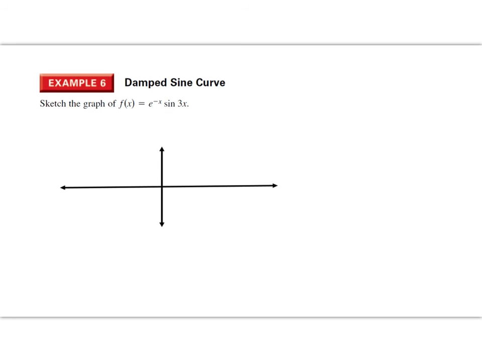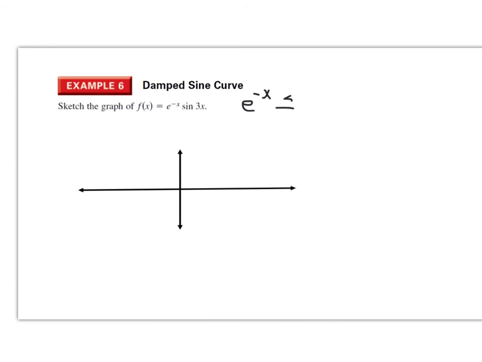If we take a look at this one, it would be negative e to the negative x is less than or equal to e to the negative x sine 3x, which is less than or equal to e to the negative x. So what we have to think about is the sine of 3x.